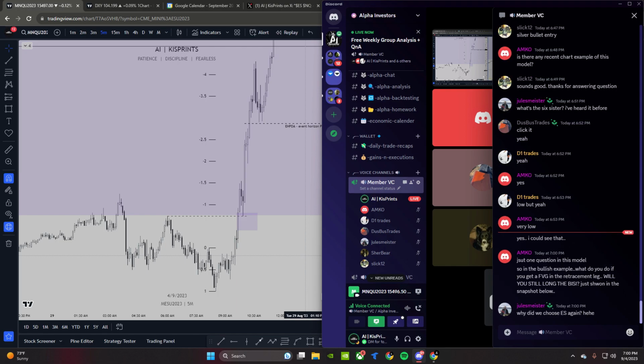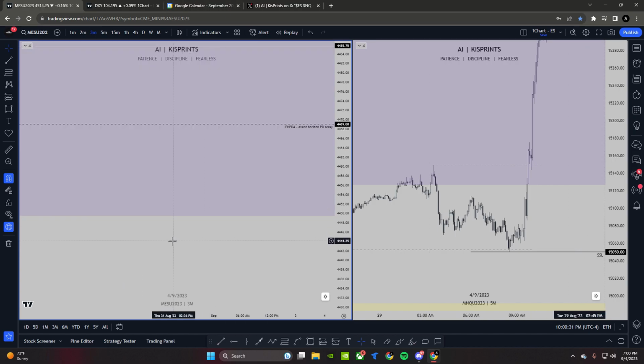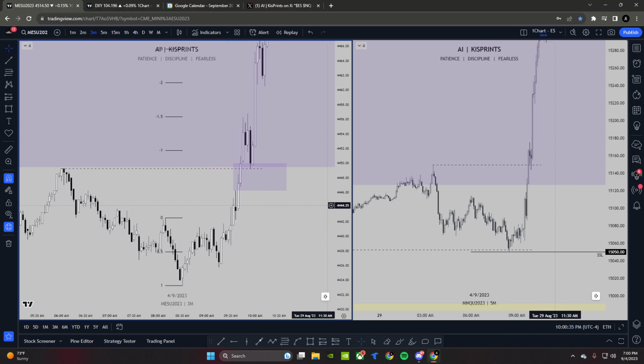Just one question in this model. So in the bullish example, what do you do if you get a fair value gap in the retracement leg? I think there was a fair value gap in the retracement leg. No, there wasn't.